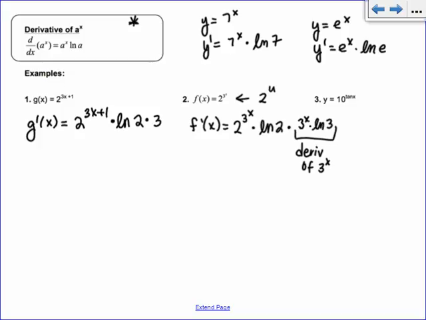Is this making sense? So we're always doing the chain rule at the end. So it's not just in the form like 2 to the x, right? 2 to the x is easy. It's just 2 to the x natural log of 2. So when you have 2 to something else, you do 2 to the something else times the derivative of something else.